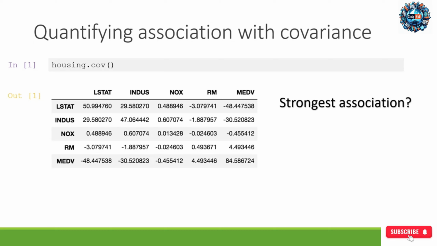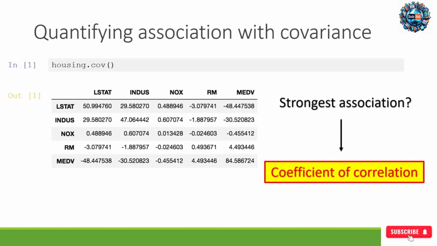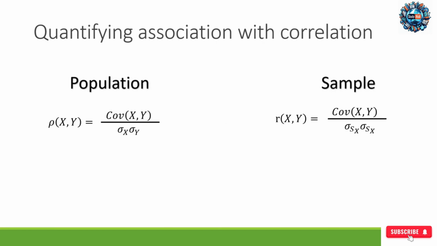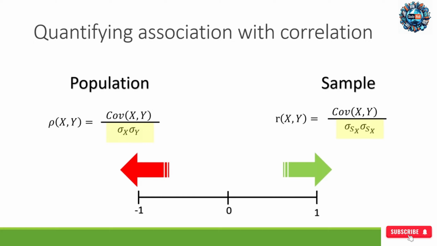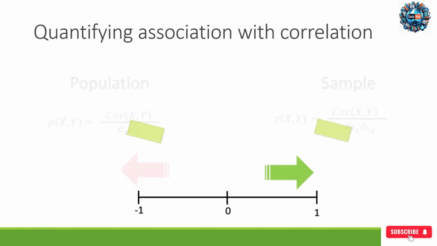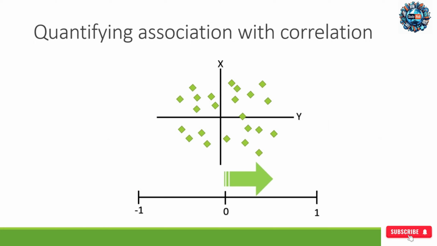We need to factor them out in order to get a measure only for the strength of association, which is the coefficient of correlation. As you can see in the formula of correlation, the covariance is divided by the standard deviation of both variables. Now, correlation will only take values between -1 and 1, no matter what the variation of the two variables is. This is the case when there is no correlation.